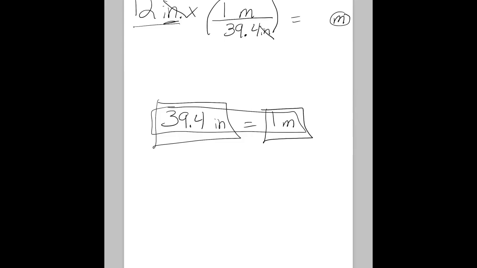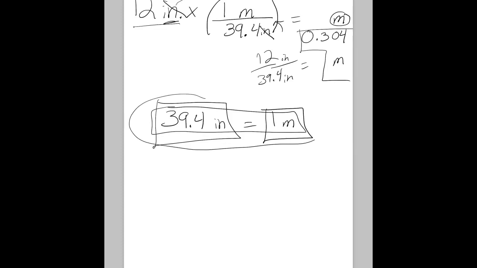Okay? Now, you can put this in your calculator exactly like you see it. It will give you the right answer. If you're a little confused about why we had to use the fraction, what we're actually doing here is multiplying 12 by 1. That's going to give us 12. And then this line here actually means divide. So 12 divided by 39.4 is going to give us our answer in meters. And that answer is actually 0.304 meters. Okay?